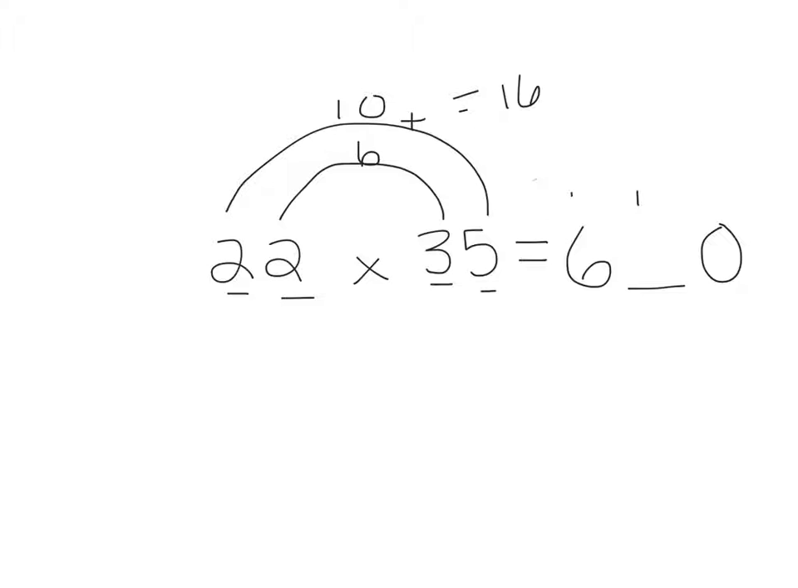So therefore I'm going to put my 6 here and carry the 1. And then I add up. 0, 6 plus 1 is 7. 6 plus 1 is 7. 770.